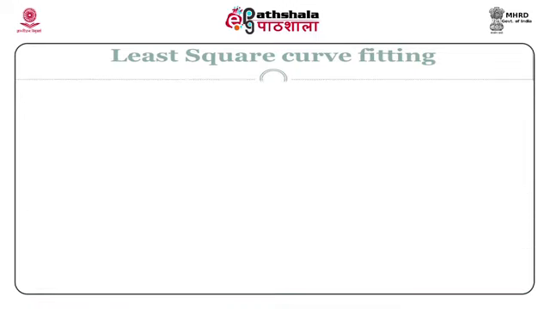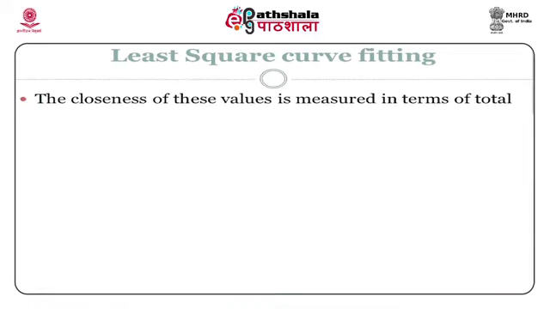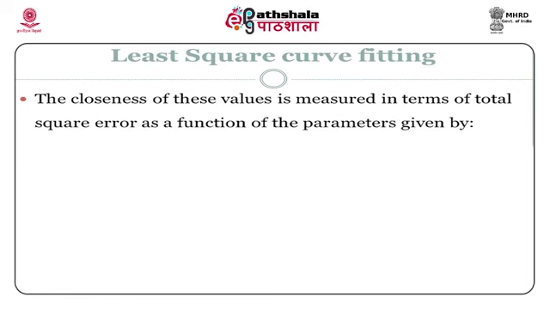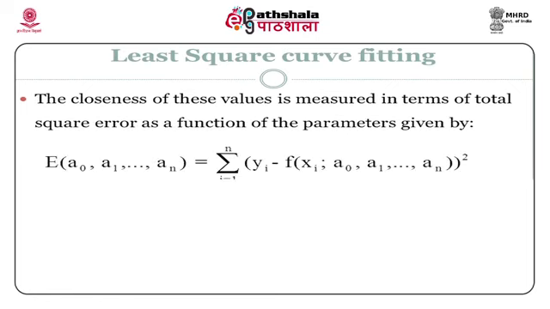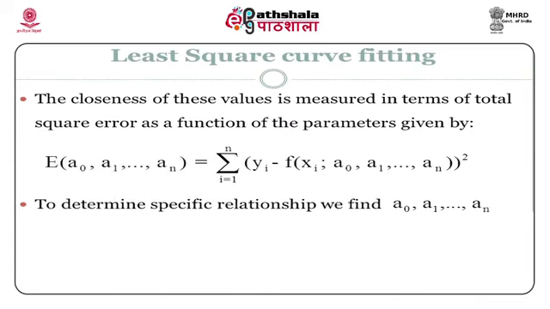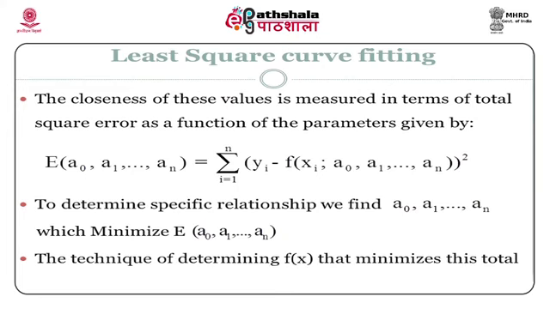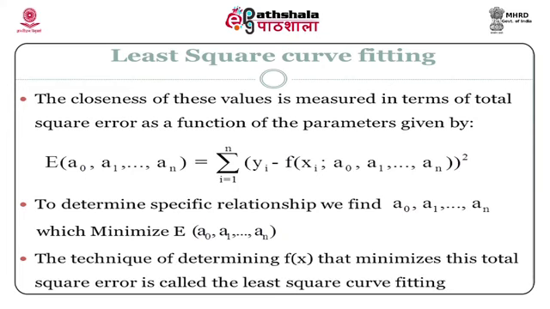The closeness of these values is measured in terms of total square error as a function of the parameters, given by E(a0, a1, a2, ..., ak) equal to the sum of (yi minus f(xi))^2, where yi is the ith observed value of y and f(xi) is the predicted value of y at x equal to xi. You take the square of this error in order to make sure that negative and positive effects are eliminated, and you sum it over all the observations 1 to n.